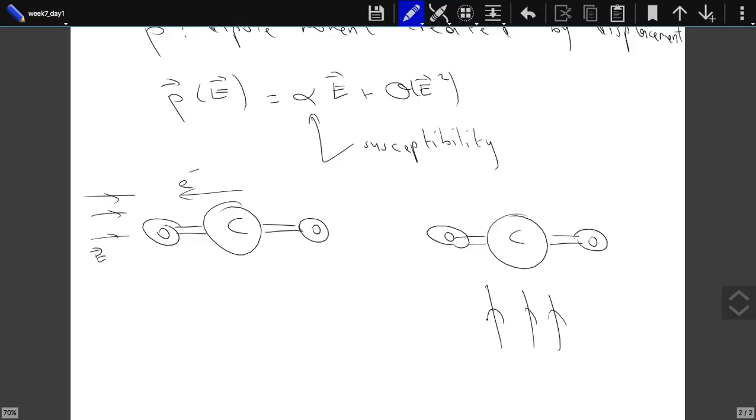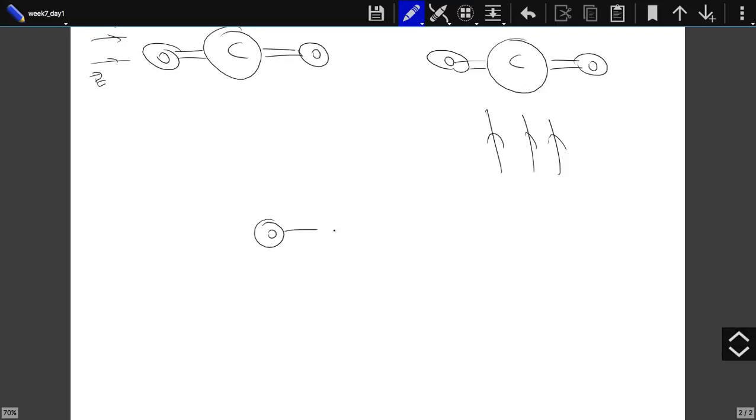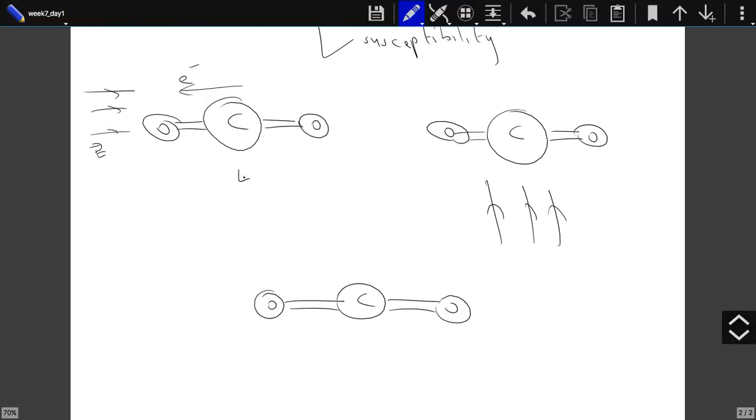So in this case, the susceptibility will not be just a number. I mean, if you take the carbon dioxide, now in this case, if you apply an electric field parallel, of course, the dipole moment will be in the direction of the electric field. If you apply an electric field perpendicular to the line of your molecule, the dipole moment will again be in the direction of your electric field.